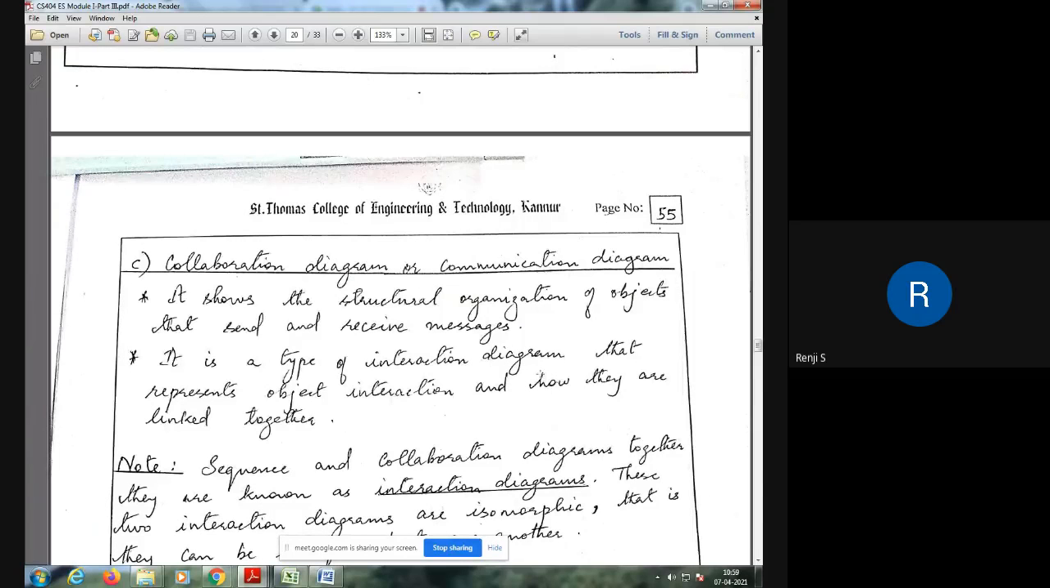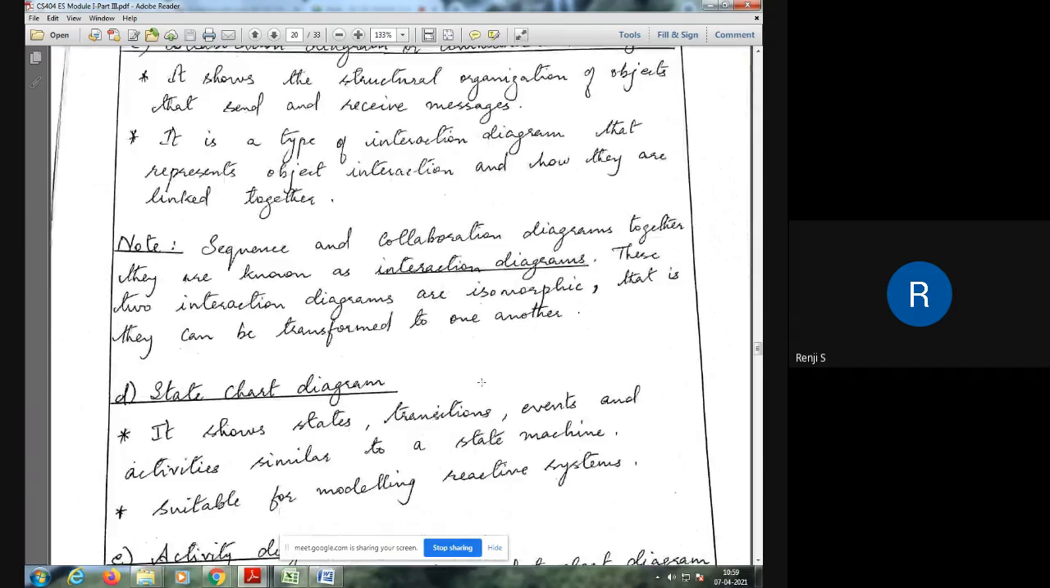Now, collaboration diagram. It is also an interaction diagram, but it shows the organization of objects, that is, which objects send messages to which other objects. The diagram consists of objects and the messages exchanged between the objects. So as I said earlier, these two interaction diagrams are isomorphic. That is, one can be transformed to another.